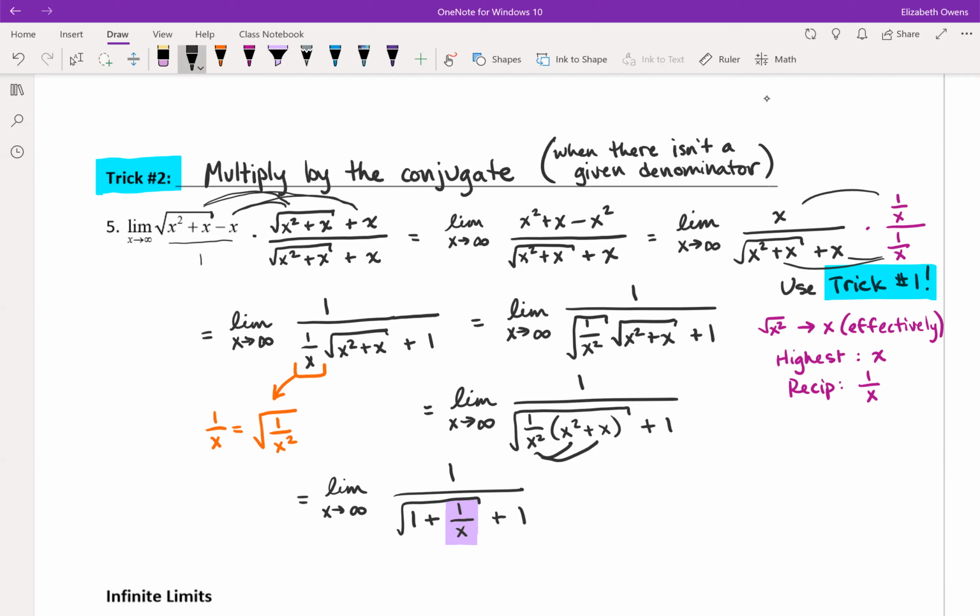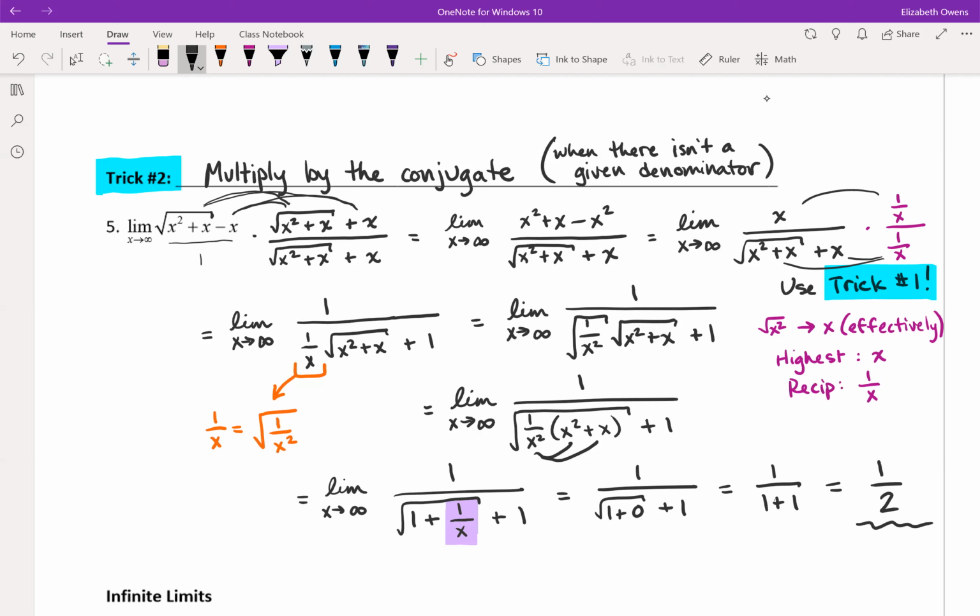So let's do that. Now that we're putting in that value of 0, stop writing limit. And you have 1 over the square root of 1 plus 0, and then plus 1. And so we have 1 over the square root of 1, which is 1, plus 1. So many ones. Our answer turns out to just be 1/2. So that's the limit of this function. Interesting.